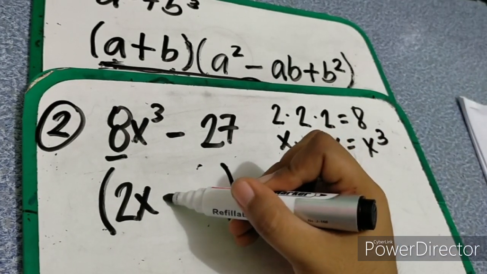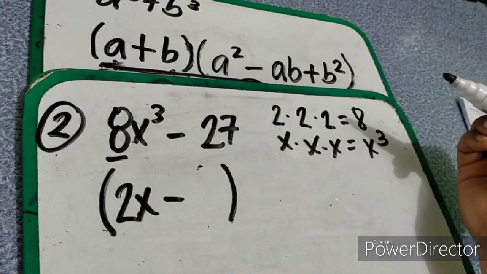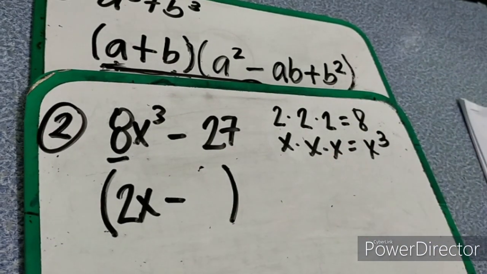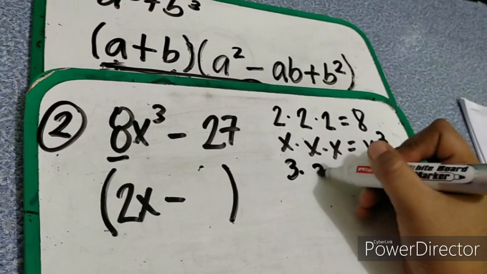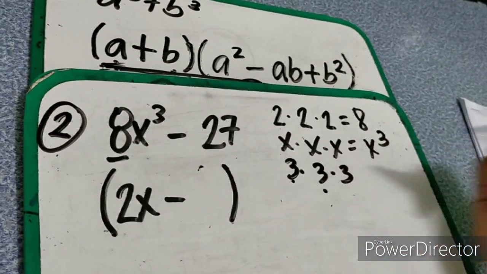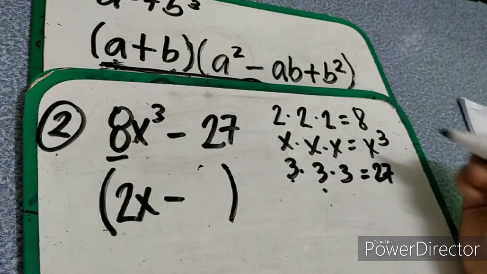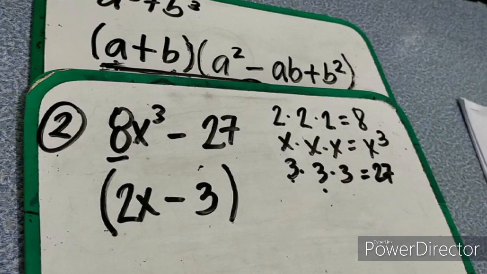Then, minus. The factor of 27, that when you multiply by itself, the answer is 27. Correct. It is 3. 3 times 3 times 3. 3 times 3 is 9 times 3, 27. So, let's write the binomial factor 2x minus 3.